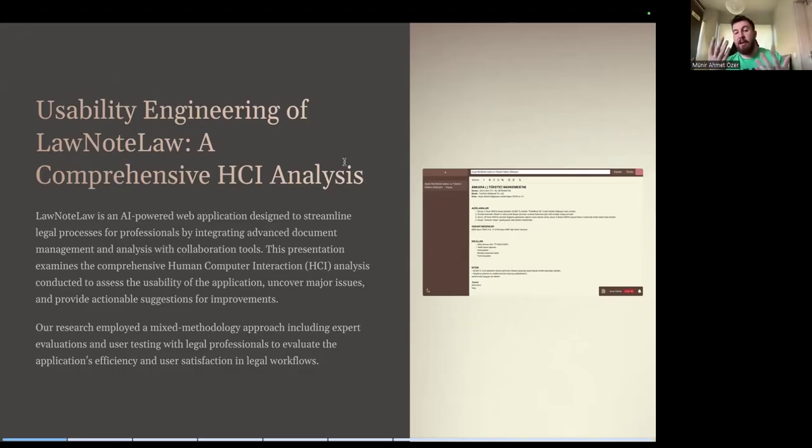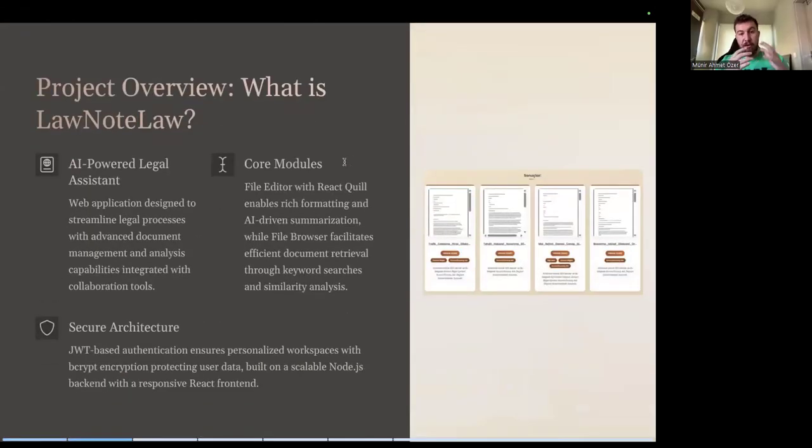Overall, the study gave us valuable findings on how effectively the system supports legal tasks and how satisfied users are with the interface and overall experience. In the next slide, you can see the Lawnotelaw system.